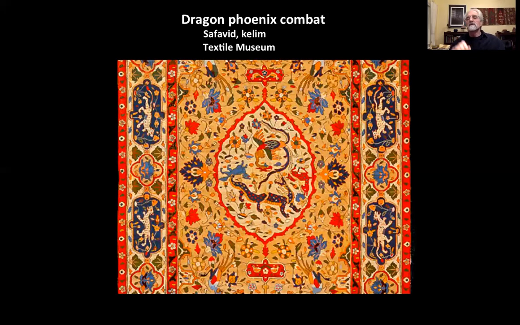Now, what's interesting is that that's a motif cast in benign terms in China. But when it makes its way into Persia, the Persians apply their own interpretation to it. And now it becomes an example of animal combat. What you see here is a dragon now in combat with the phoenix. The Chinese wouldn't recognize this. They'd recognize the motif, but not the intention. This is very Persian in its conception. And this, by the way, is from a very well-known silk kilim from the Safavid period, which is in the Textile Museum collection.